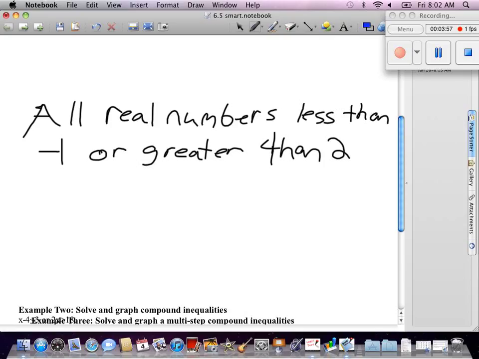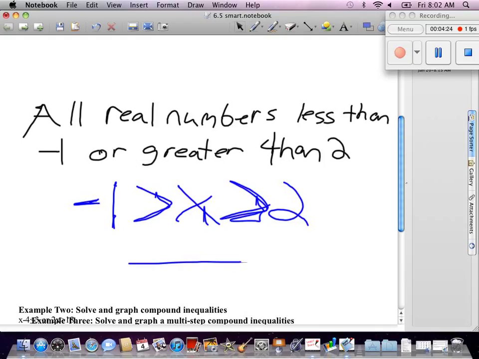Okay, Demetrius, what do you do? -1. Okay. X. Okay, which way is the alligator eating for the -1 and X? All real numbers less than -1. Good. And which way is it eating for the 2? Greater than 2. So it should be eating the X. Good.